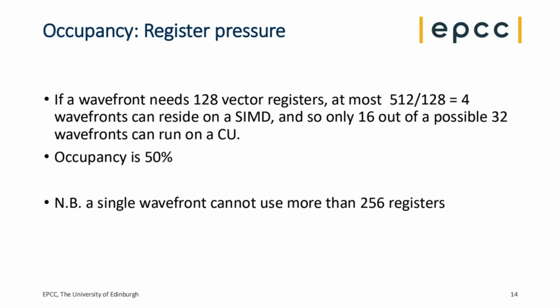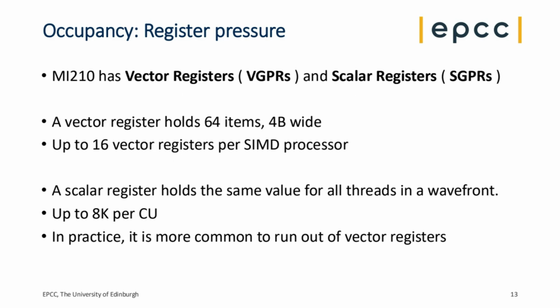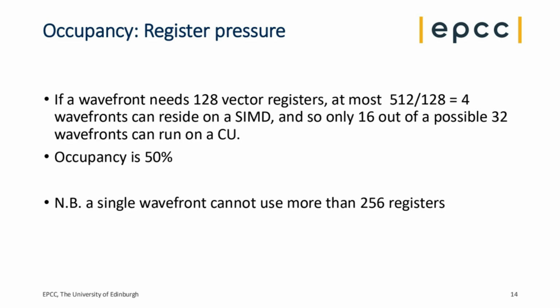So if your wavefront needs 128 vector registers, I'm just saying this doesn't look quite right. So if I've got 16 registers per SIMD processor, that's not quite right there. So I'm going to have to change the numbers here on the fly.